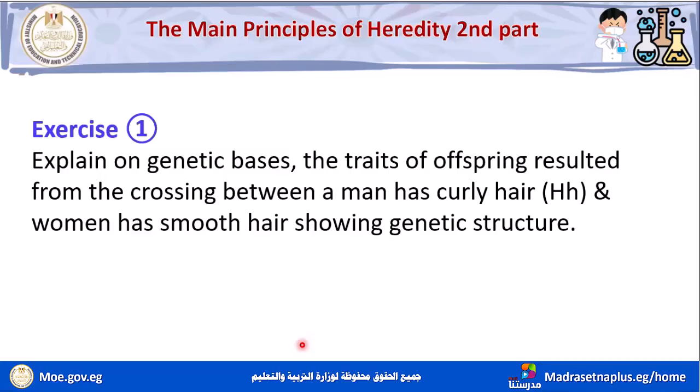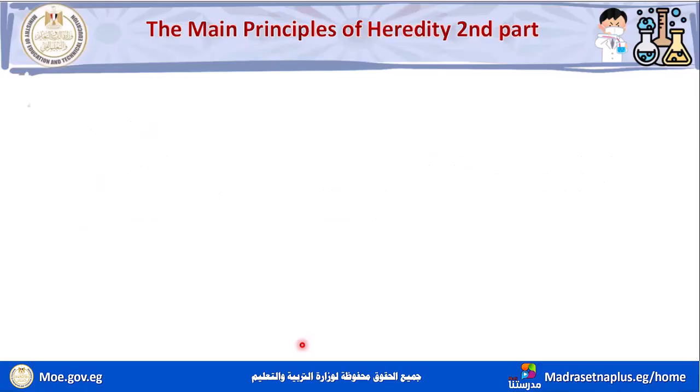Exercise: explain on a genetic basis the traits of offspring resulting from the crossing between a man who has curly hair, its genetic structure capital H small h, and a woman who has smooth hair. Answer: the smooth hair is a recessive trait, so the genetic structure of the woman is small h small h. Man: capital H small h, the parent.